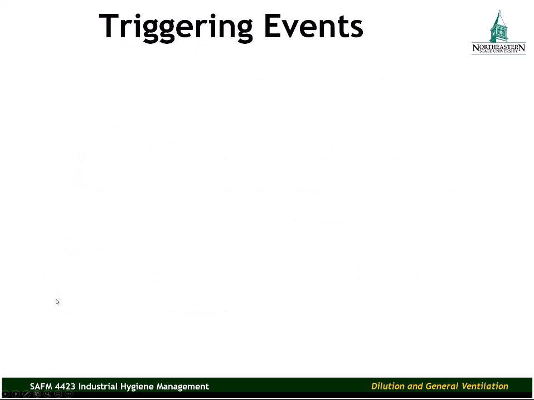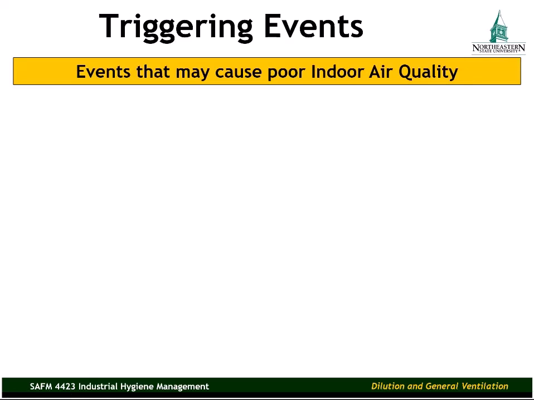Let's talk about some triggering events, events that may cause poor indoor air quality. We kind of talked about this already when we talked about sources of indoor air quality problems, but this is a little bit more specific. This focuses on some of the more common triggering events. We're talking about a situation where the air inside the building is fine, but something happens, and after that event occurs, we start noticing problems with indoor air quality.